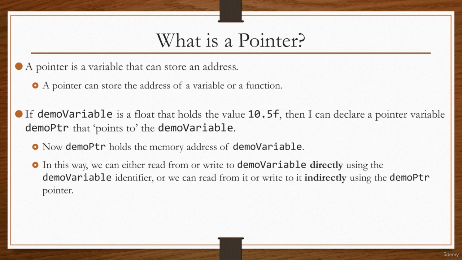So in this way, we can either read from or write to demo variable directly using the demo variable identifier, or we can read from it or write to it indirectly using the demo pointer variable. Because again, that stores the address of the demo variable. So using that, you can change the value at that memory address, or you can read from it, and we'll learn how to do that a bit later. But the point here is that we can either access it directly, as we have done up to this point, simply using the variable name, or you can access that memory location, or the contents within that memory location, indirectly using a pointer.